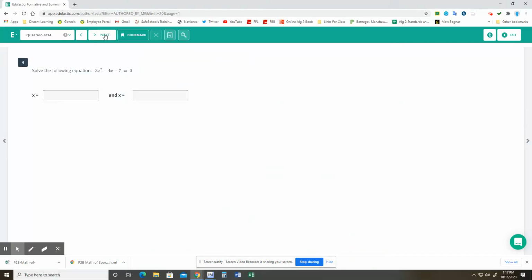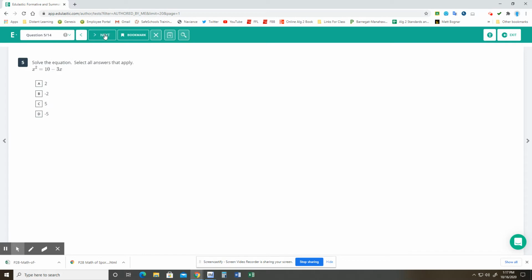Now, on Edulastic, they did have you actually write in these answers. I did check those answers that you guys got. A lot of you didn't write out the fraction properly. You could write the decimal, and I did accept that as well, as long as the decimal was accurate. That decimal would be approximately 2.67. So 2.7, 2.67, 2.66, something along those lines. I did look.